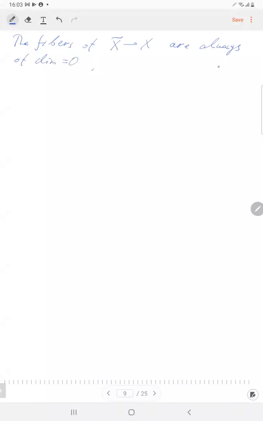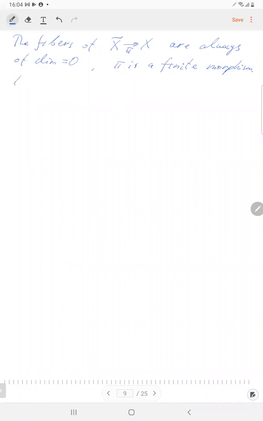And in fact, this normalization, pi, is a finite morphism. Finite morphism always. Sorry, normal variety is a variety for which all local rings are normal, yeah? Right. I didn't give a definition yet, but I will momentarily.